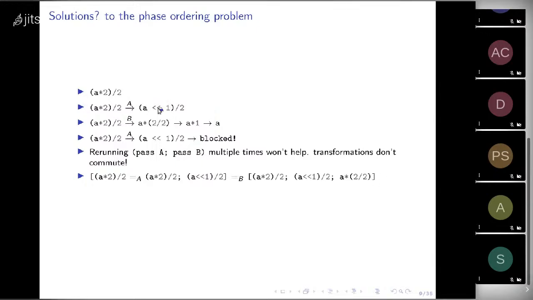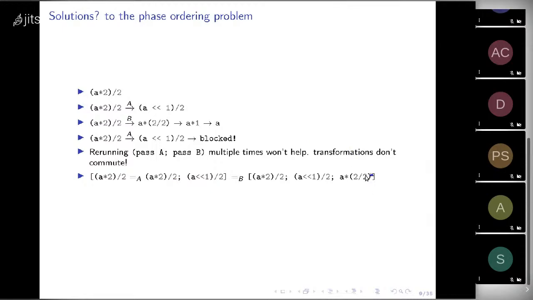So now at this point, I can actually run a b. And the reason I can run a b is that I have both the a left shift 1 divided by 2 as well as the a times 2 divided by 2. So b can look at this part and go, oh look, there's an a times 2 divided by 2, so I'll just convert it to a times 2 divided by 2.